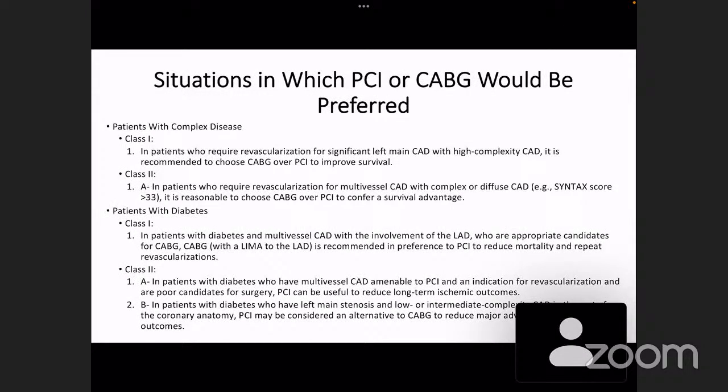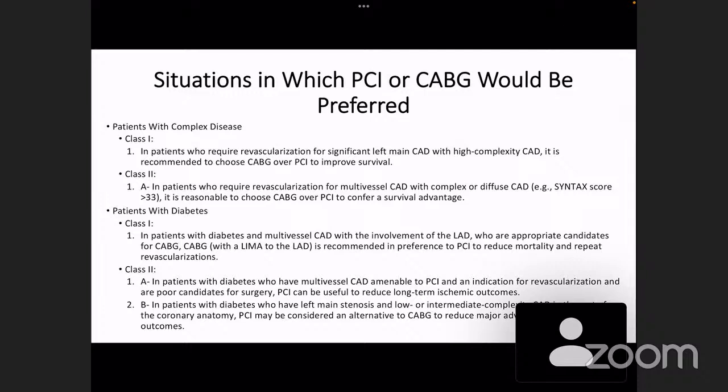In patients with diabetes, class 1 indication: in patients with diabetes and multivessel coronary artery disease with involvement of the LAD who are appropriate candidates for CABG, CABG with LIMA to LAD is recommended in preference to PCI to reduce mortality and repeat revascularization.